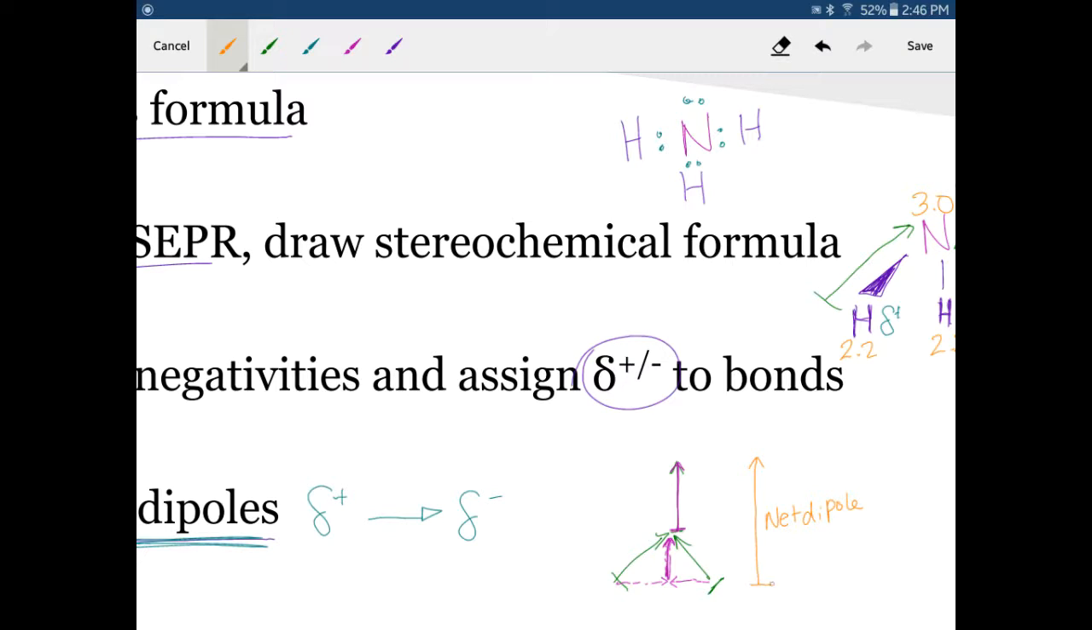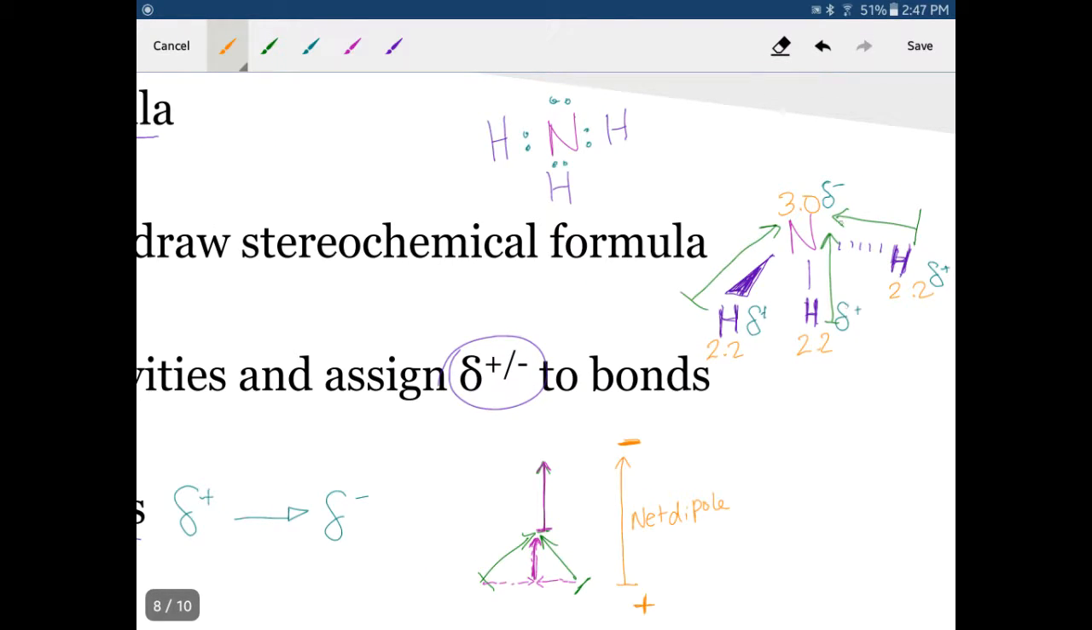looks like this. Now, we know that generally this is the positive side and this is the negative side. So that tells us that in our ammonia molecule, this general side up towards the nitrogen is our negative side, and this side down here is generally our positive side, and there is a net dipole. That means that this is what we call a polar molecule.